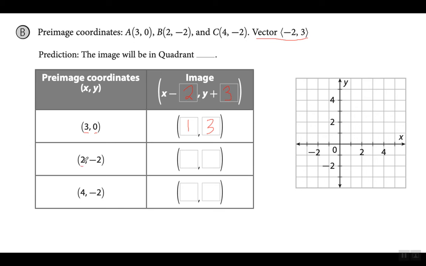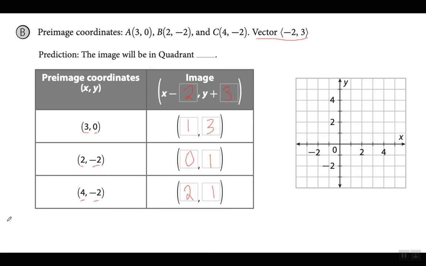On this one, the x coordinate is 2, so I do 2 minus 2, which is 0. And the y coordinate is negative 2, so I do negative 2 plus 3, which is positive 1. Over here, the x coordinate is 4, so I do 4 minus 2, which is 2. And the y coordinate is negative 2, so negative 2 plus 3 is positive 1. Now I'm going to graph both the pre-image as well as the image.